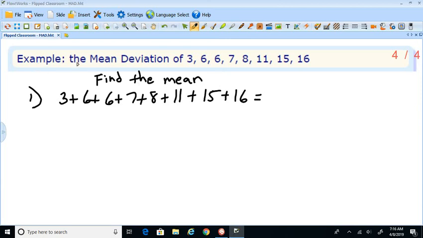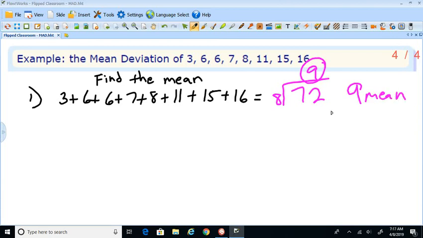It says the mean deviation, and here's a set of data. First step, we need to find the mean. Well, if you add up all those numbers, you end up getting 72. Once you know 72 is your sum, you can divide by the number of numbers you added. 1, 2, 3, 4, 5, 6, 7, 8. So divide by 8, we have an average of 9. 9 is the actual mean.